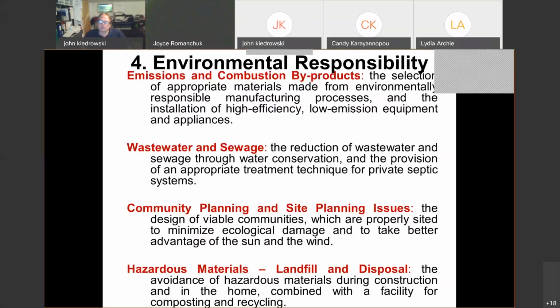Hazardous materials. Okay, the avoidance of hazardous materials during construction. Again, in the past, we could talk about issues such as asbestos. Another issue we talked about a little bit is radon. Radon in the soil. Sometimes it's a colorless, odorless gas that maybe we're building on top of an area where radon can impact the living conditions and the people within the house or the building.